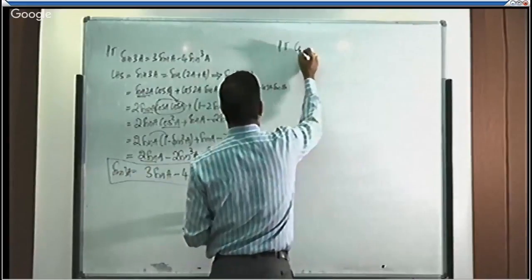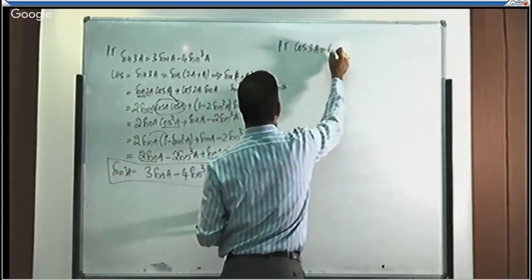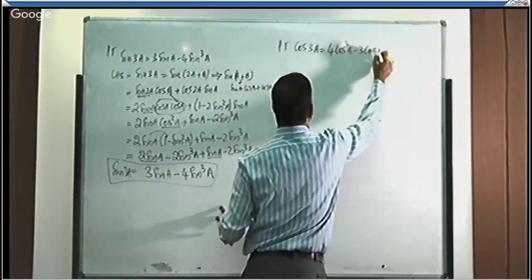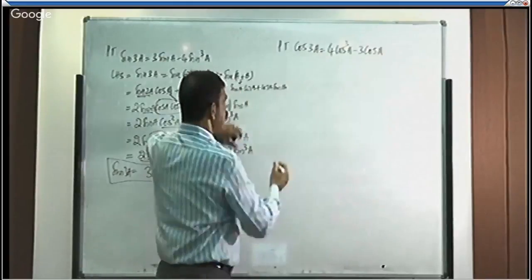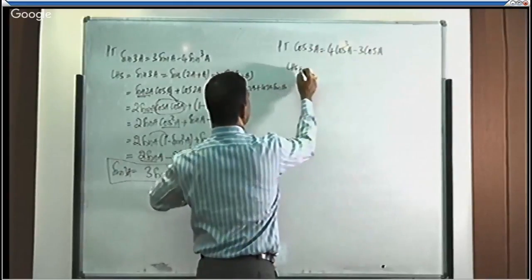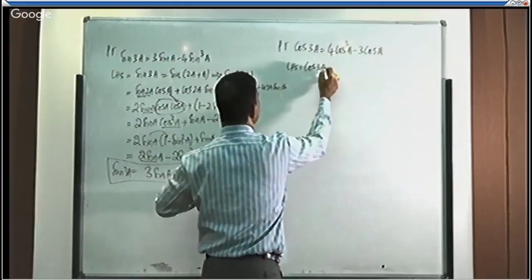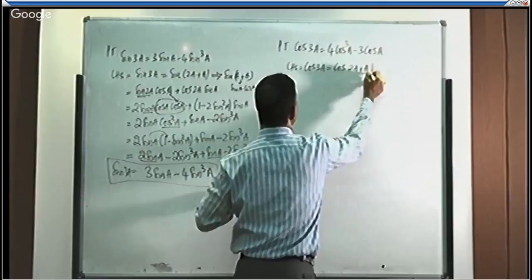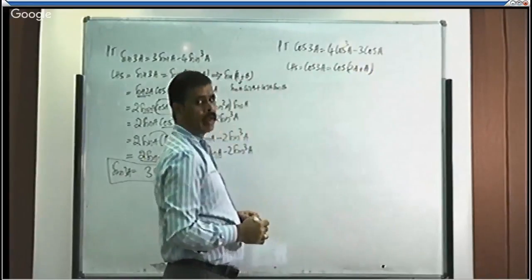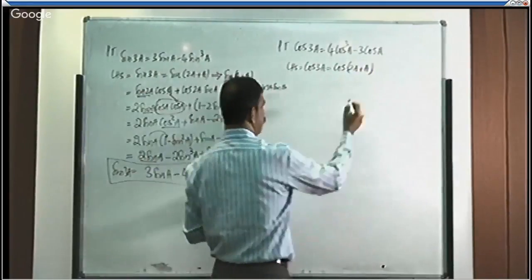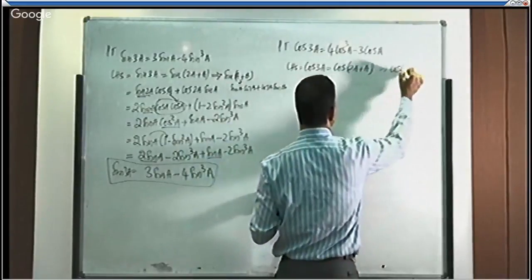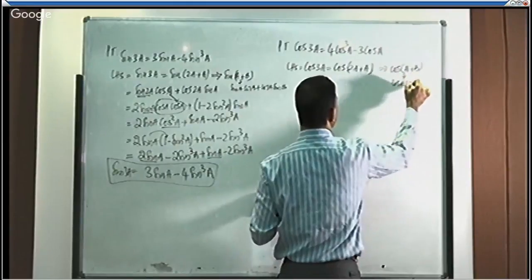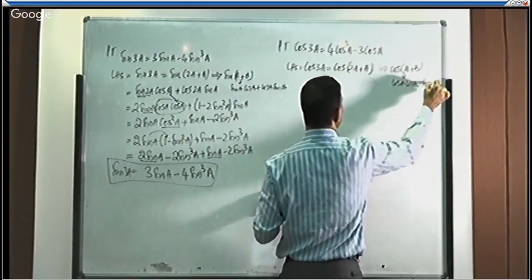Prove that cos of 3A is equal to 4 cos cube A minus 3 cos A. Take the left hand side. What is left hand side? It is cos 3A. This cos 3A can be taken as cos of 2A plus A. This will be of what form? Cos of A plus B form. Cos of A plus B is what? Cos A cos B minus sin A sin B.